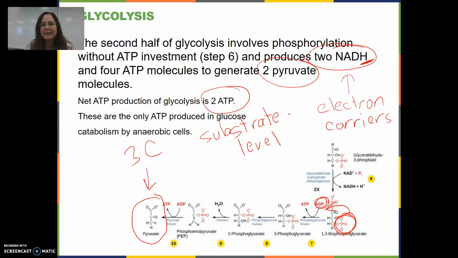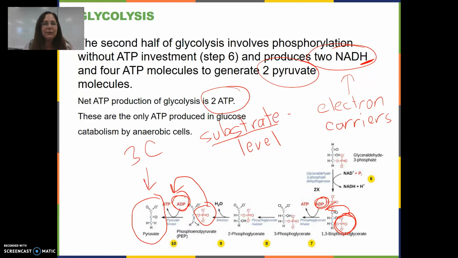So the substrate is 1,3-bisphosphoglycerate. That's the substrate in substrate level. And that substrate provides a phosphate group to ADP, and that forms ATP. And the same thing happens over here in step 10. You have an ADP molecule that removes a phosphate from this substrate called PEP, phosphoenolpyruvate. So PEP is the substrate that provides a phosphate to ADP, producing ATP.